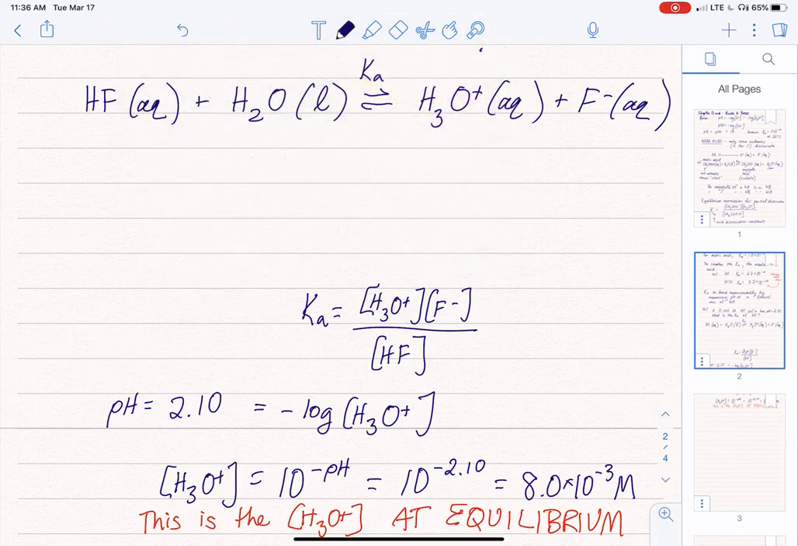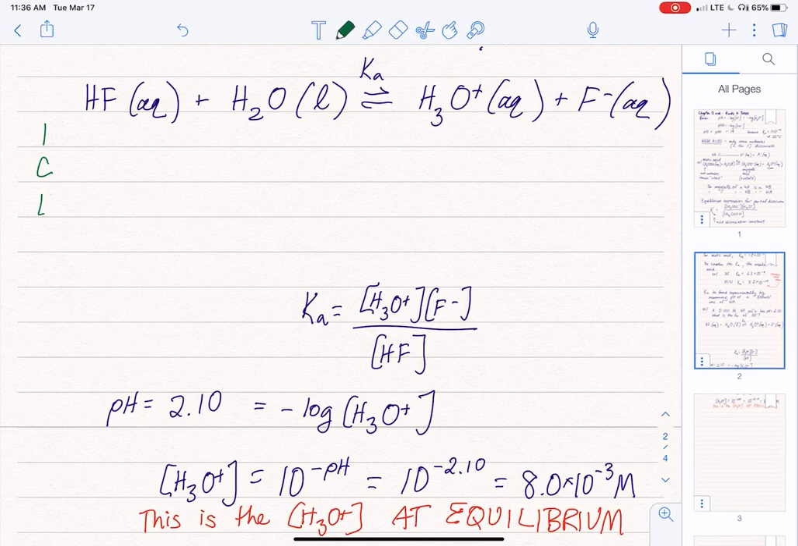So now I'm going to change the color to make this more obvious. I'm going to go back up to my reaction, and I'm going to make an ICE chart underneath my equilibrium reaction. This is really calling upon the skills that you developed in the last chapter, chapter 12, was it? On equilibrium. So we need to figure out the concentrations of HF and F minus. Because what we just figured out from that calculation is the hydronium concentration at equilibrium.